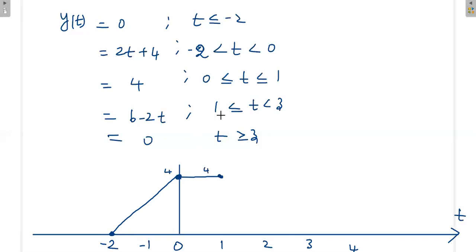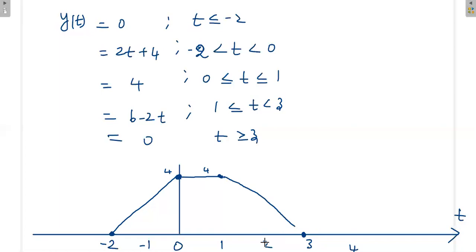Then from t is equal to 1 to 3, it is having a negative slope, that means the line will go down. Exactly at t is equal to 1, if you substitute here, you are getting 4. Then if you substitute t is equal to 3, you will be getting 0. That means it decreases like this, then it reaches 0.